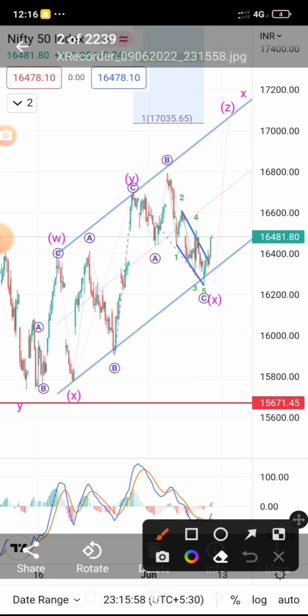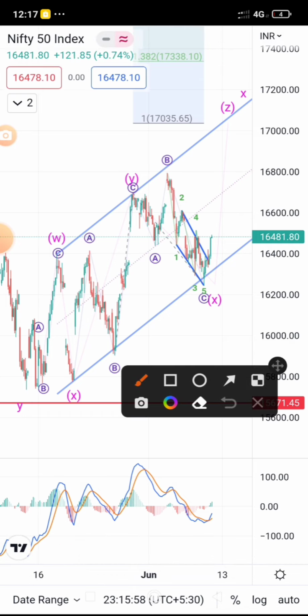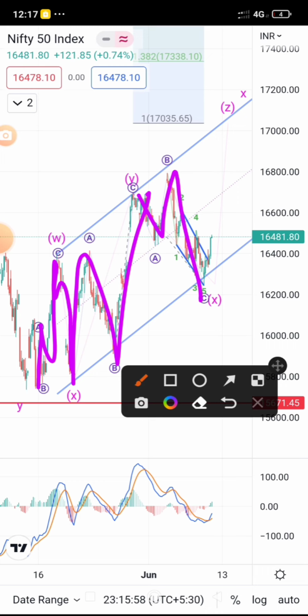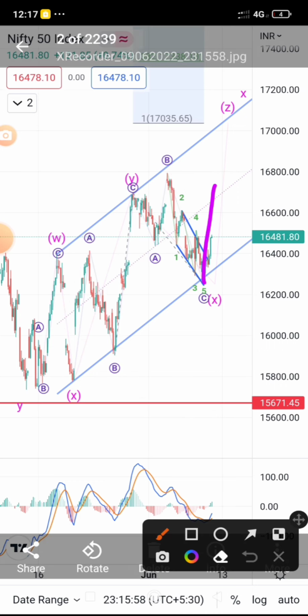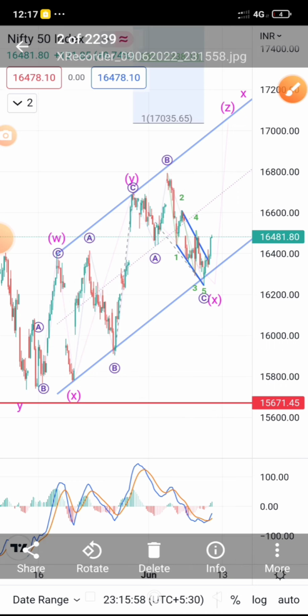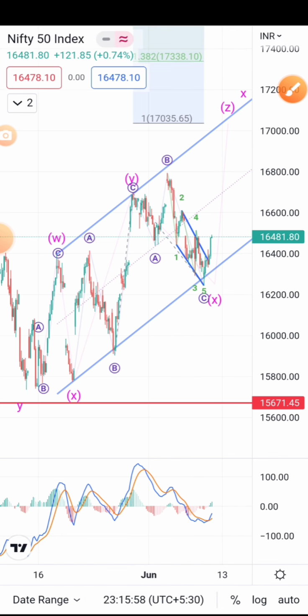So this is how the wave count looks if you want to get a detailed view on it. W internally has 3 waves, X will have 3 waves, Y will have 3 waves, XX will have 3 waves, and similarly Z will have 3 waves going towards 17,000. So that is one way to consider a different count.